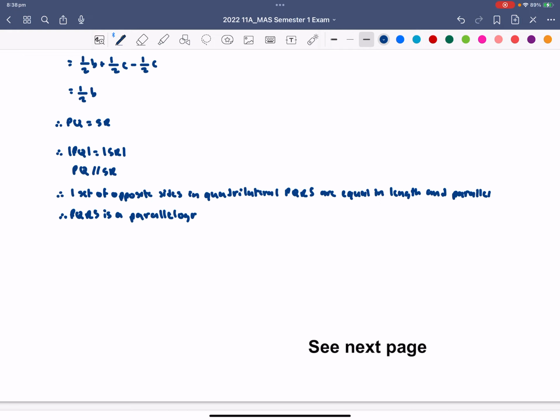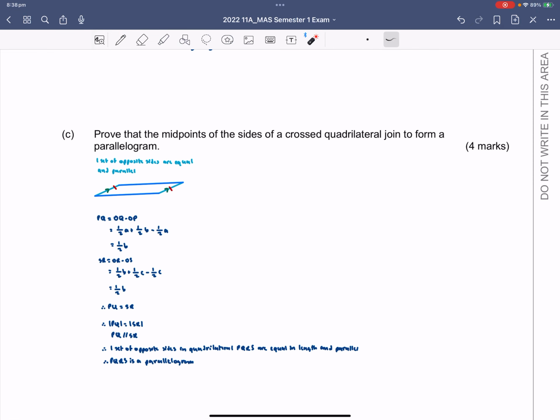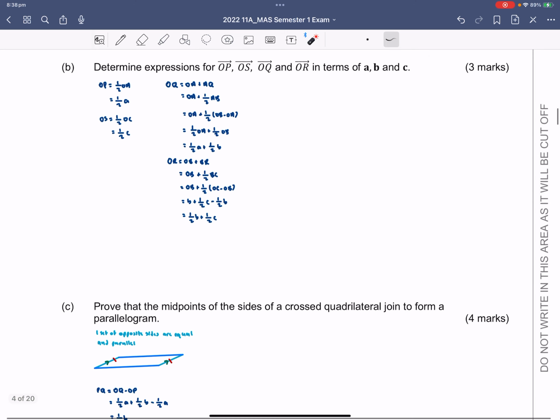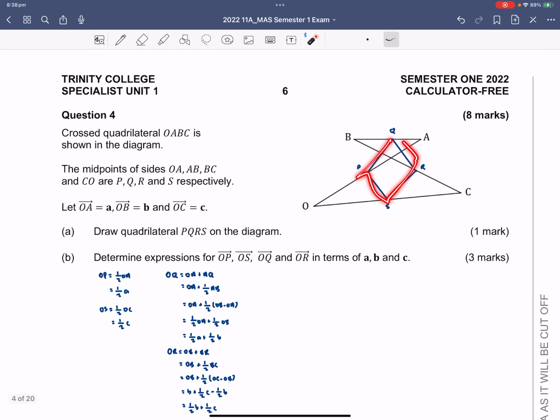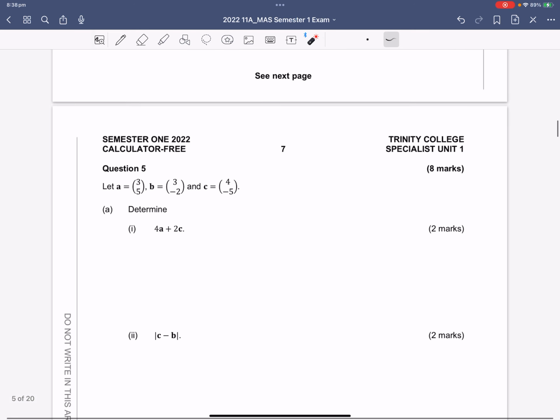We were required to prove that the midpoints of the sides of a crossed quadrilateral, so these are the midpoints of a crossed quadrilateral, PQRS, also formed a parallelogram. Nice and easy. Alrighty, question 5.